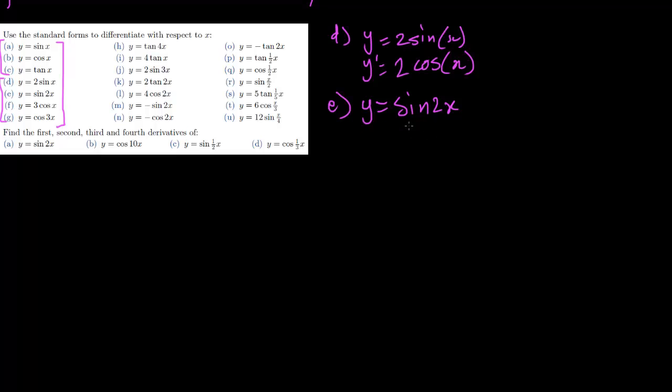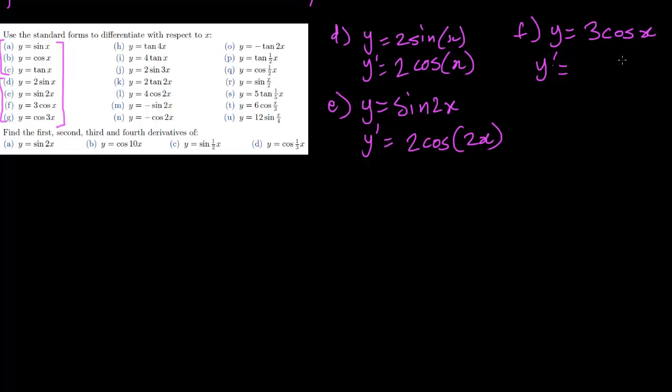In this case, you take the 2 outside, so you get y dash equals 2 cos, and you leave the 2x the same inside. Okay, perfect. Now we'll move on to F, which is y equals 3 cos x, and y dash in this case, if you remember, cos was negative sine, so you'd get negative 3 sine x, because that imaginary 1 here multiplied by the 3 is just 3, but since the identity says it's a negative sign, you have negative 3 sine x.